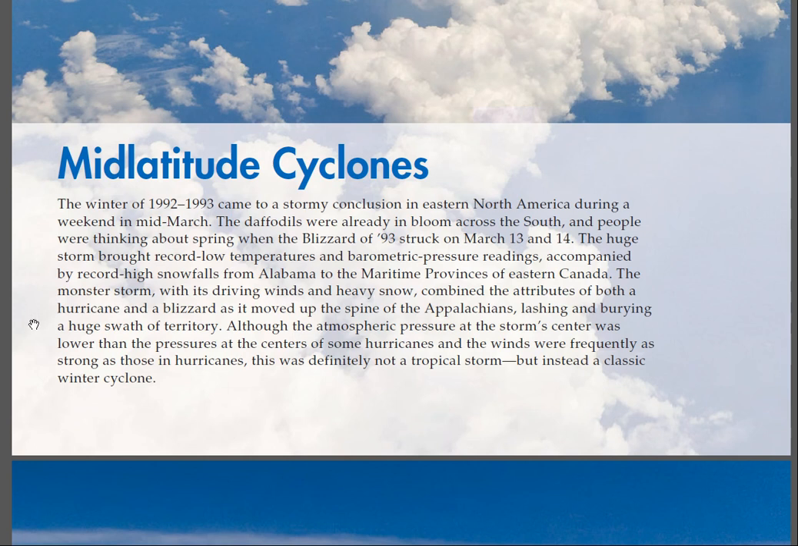Although the atmospheric pressure at the storm's center was lower than the pressures at the centers of some hurricanes and the winds were frequently as strong as those in hurricanes, this was definitely not a tropical storm, but instead a classic winter cyclone.